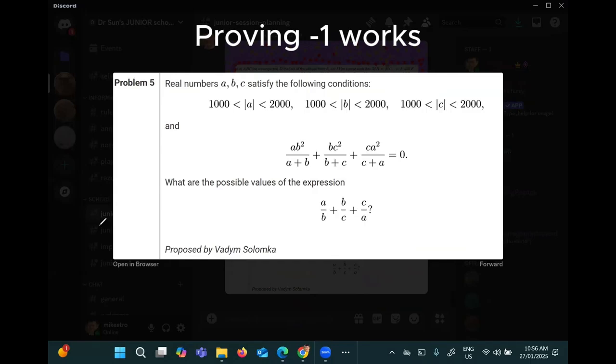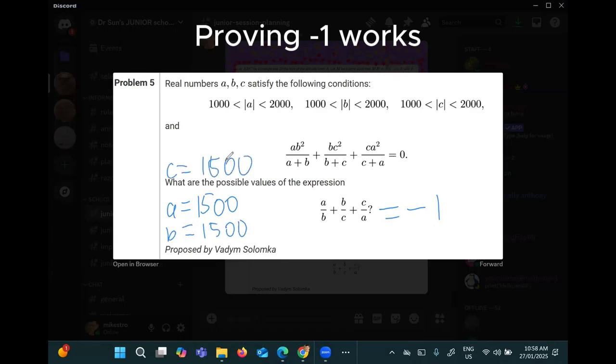Alright, so guys, how do we get negative 1 to come out of this expression? I guess the most obvious thing to do is just to sub in values of A, B, and C until that's negative 1, right? That's a lot. But there are some obvious values to sub in, don't you think? Imagine if you tried numbers that were the same as each other. What if you tried A is equal to 1500, B is equal to 1500, and C equals 1500? What happens if you did that?